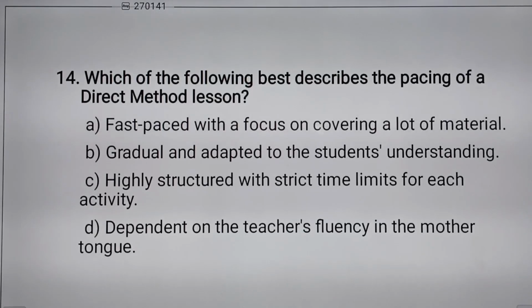Next, which of the following best describes the pacing of a direct method lesson? A. Fast paced with a focus on covering a lot of material. B. Gradual and adapted to the student's understanding. C. Highly structured with strict time limits for each activity. D. Dependent on the teacher's fluency in the mother tongue. The right answer is B. Gradual and adapted to the student's understanding.